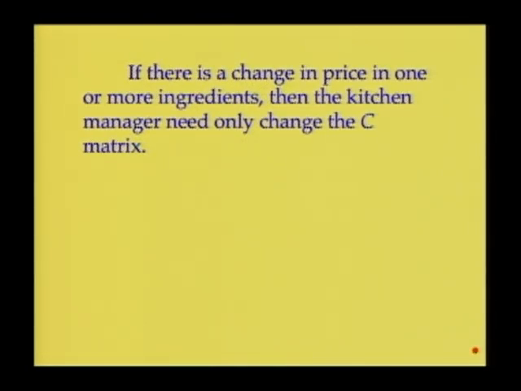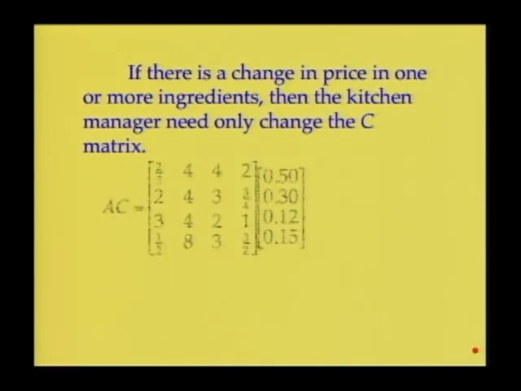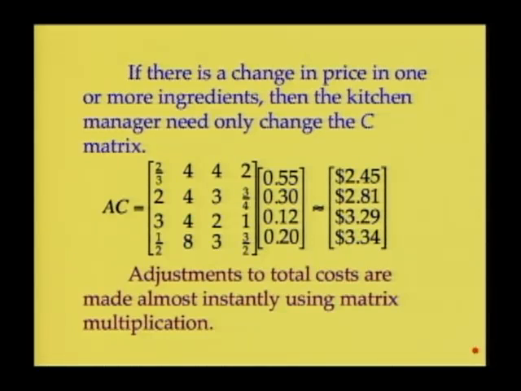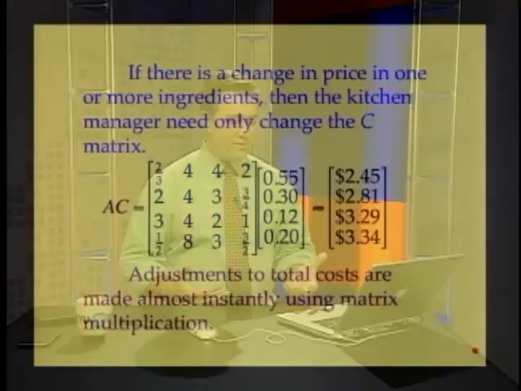Now, the cool thing about this is if there's a change in price, this is where it's really useful. All they have to do is go through and change that C matrix. What was that, flour? No, that was milk maybe, I forget. If that goes up and this goes up, you just change that one matrix and then you multiply them again, and all of these totals change instantly. So this gives us a very slick way to recalculate the cost of things without having to go through and do a bunch of tedious calculations.